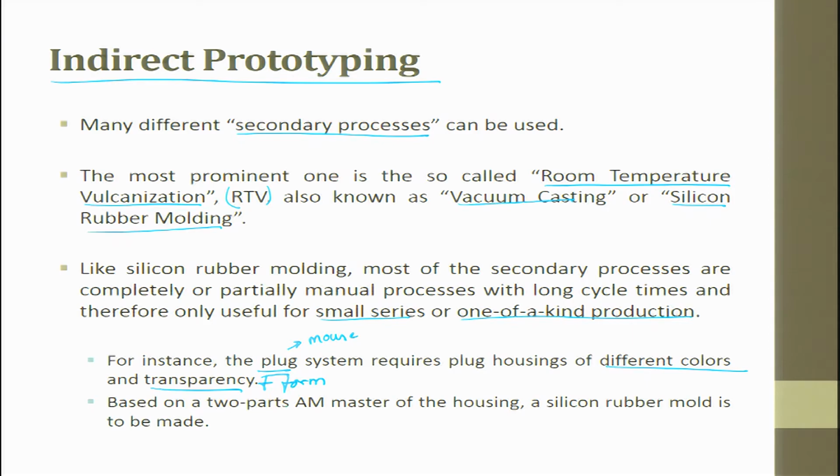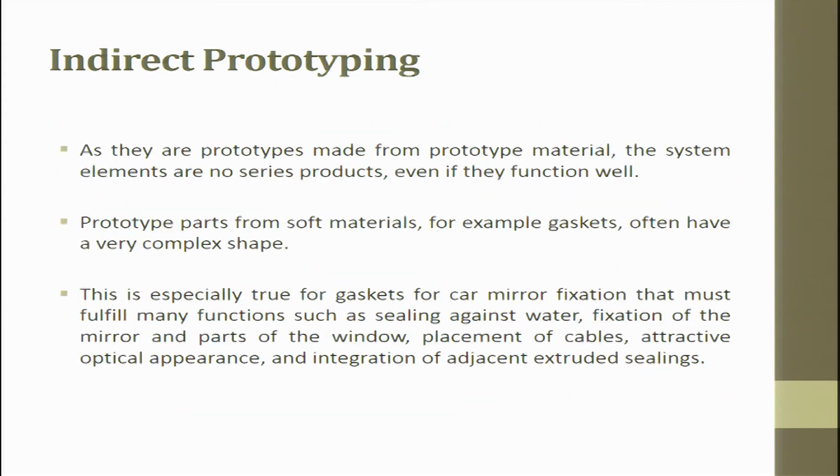Based on a two-part additive manufacturing master of a housing, a silicon rubber mold is to be made to meet the requirements. As they are prototypes made from prototyping materials, the system elements are not series products, even if they function very well. For example, the ear we made is a prototype, and it is still fine because there is no dynamic load on it. It functionally serves the purpose that the person has a left ear.